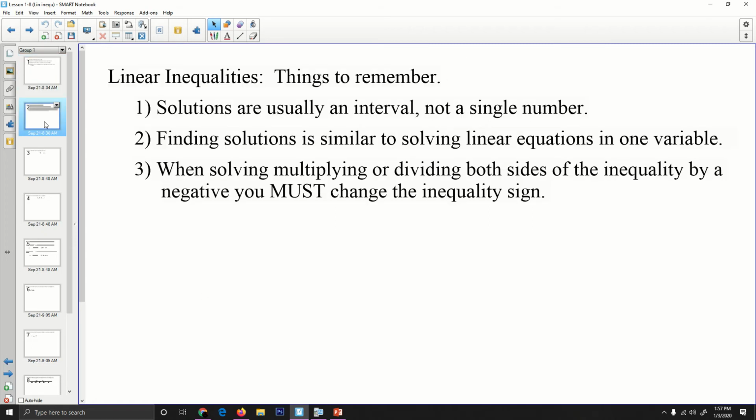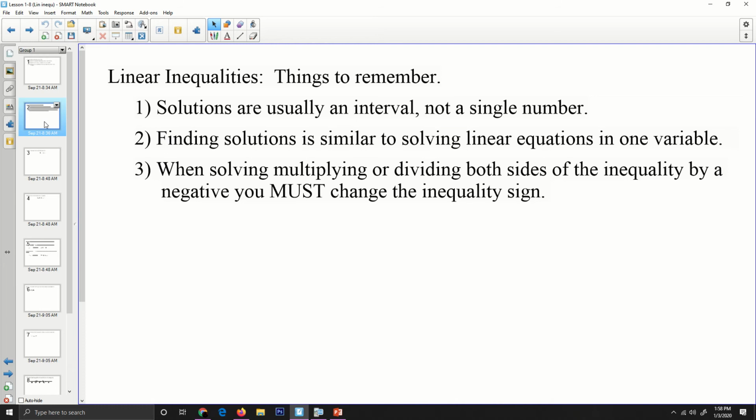Linear inequalities, some things to remember. Solutions are usually an interval, not a single number. So it's a little bit different than if we're solving a linear equality in one variable. We usually get a single value. Finding solutions is similar to solving linear equations in one variable. And so we're going to follow that same order of operations: please excuse my dear Aunt Sally.